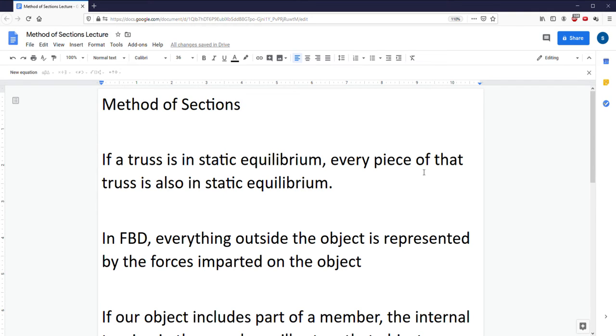With the method of joints, we figured out how to find the internal force of every member of a truss. The method of joints is relatively straightforward. For each joint, set the net force equal to 0 and use this set of equations to solve for all of the truss tensions.